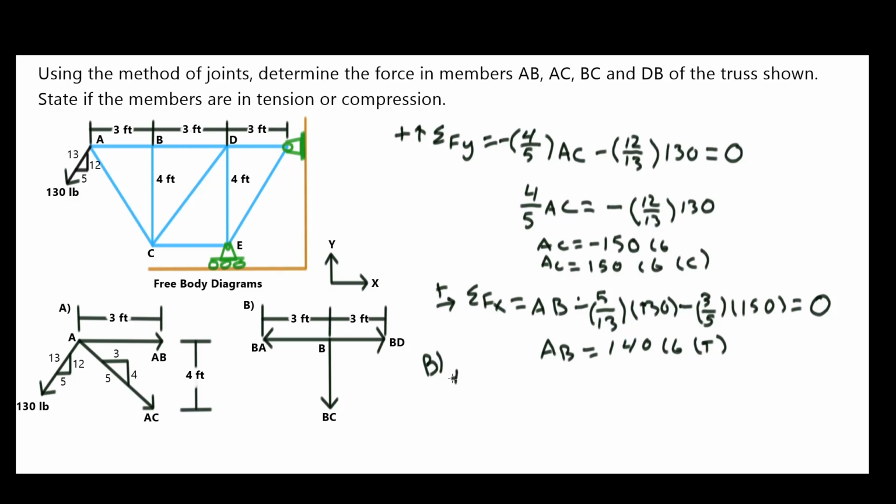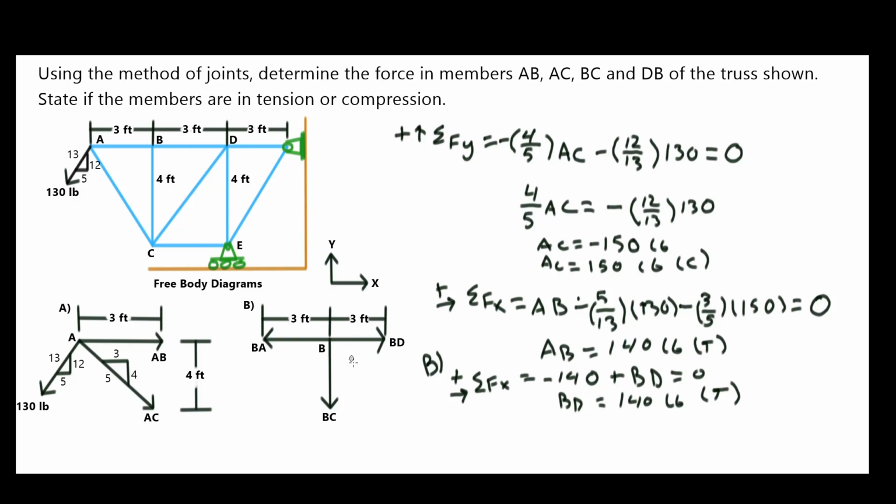we'll start off with a force in the x direction. Now, since our AB value was 140 pounds in tension, we still drew it as tension here, but it's going in the negative x direction. So we're going to have to make this value negative 140. Now BD is going in the positive x direction, so we'll just add BD, and that's equal to 0. So BD is equal to 140 pounds. Since it's positive, it's in tension.